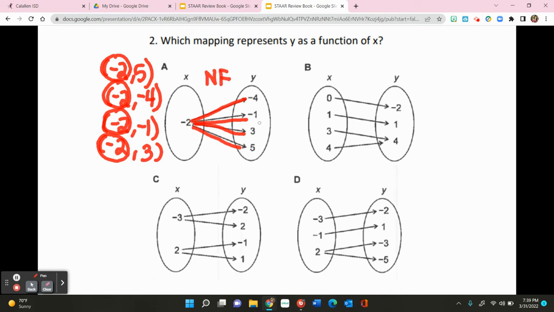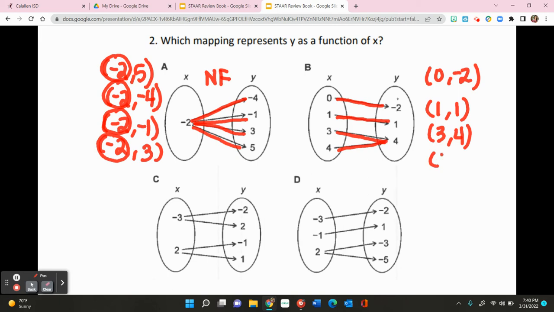I could have also automatically said that this was not a function because there is more than one line coming from one x value. So then we're going to go ahead and look at B. So B, I have 0 being paired with -2. I have 1 being paired with 1. I have 3 being paired with 4. And I have 4 being paired with 4.